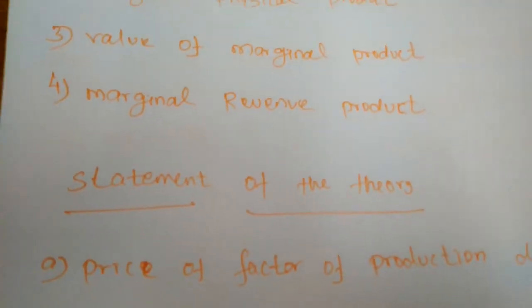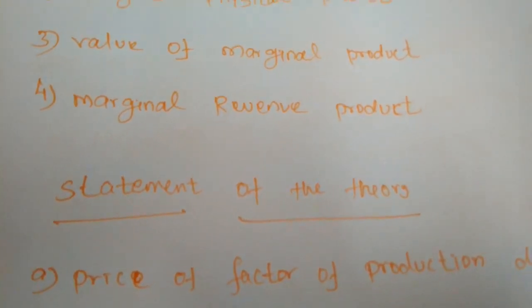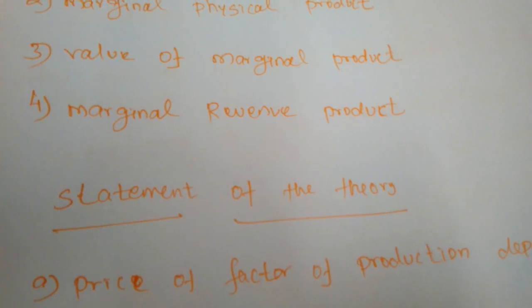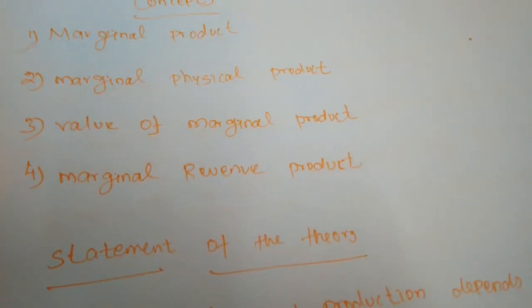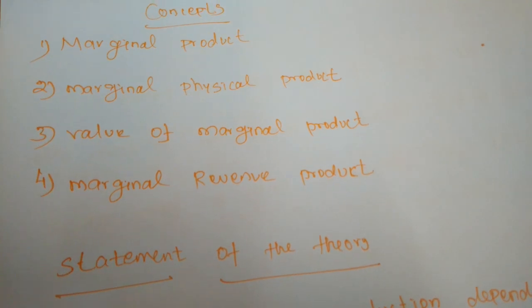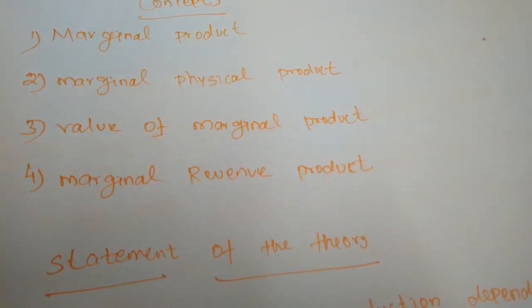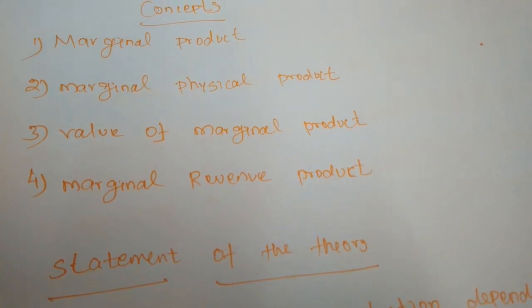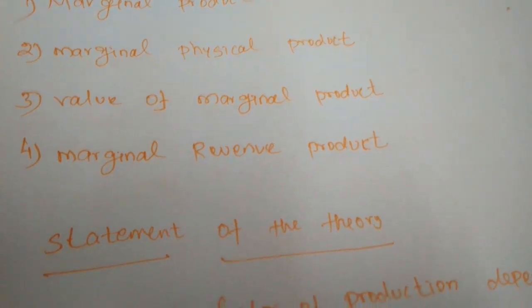Next, marginal revenue product. The marginal revenue product of a factor is the increment in the total revenue. So when we are arranging the last unit of labor, the producers will get some revenue. The revenue from the last unit of labor is called the marginal revenue product.